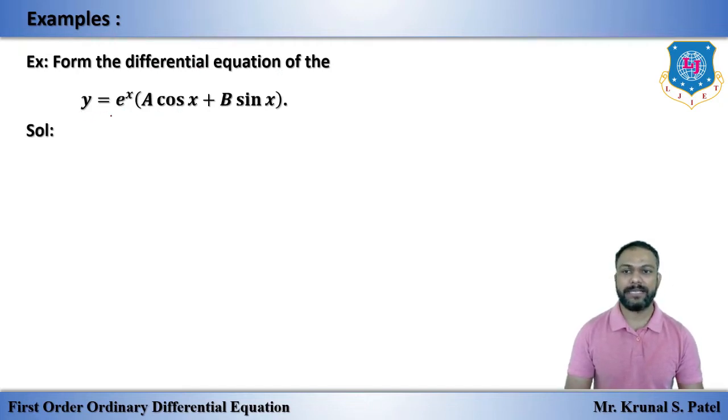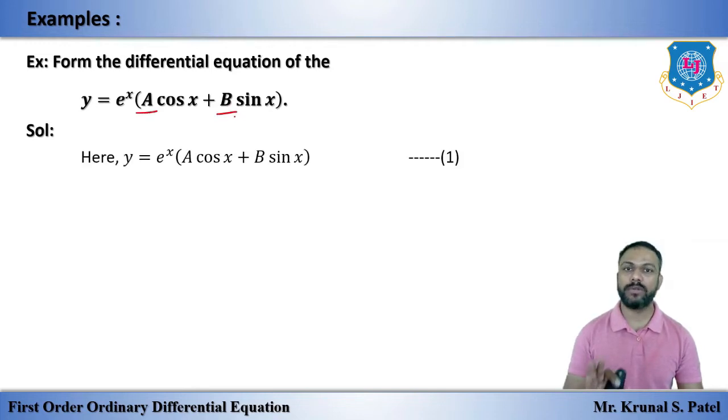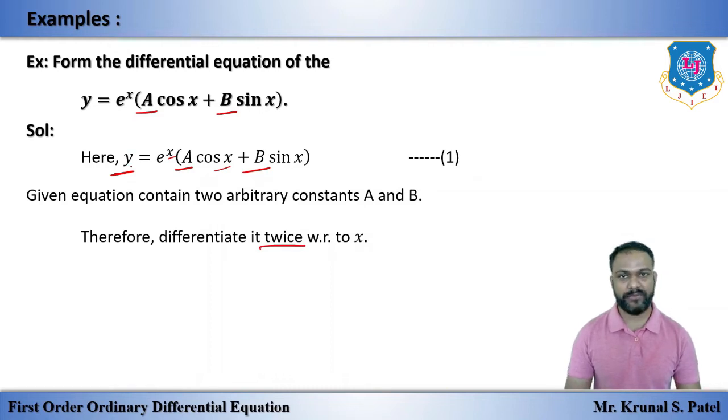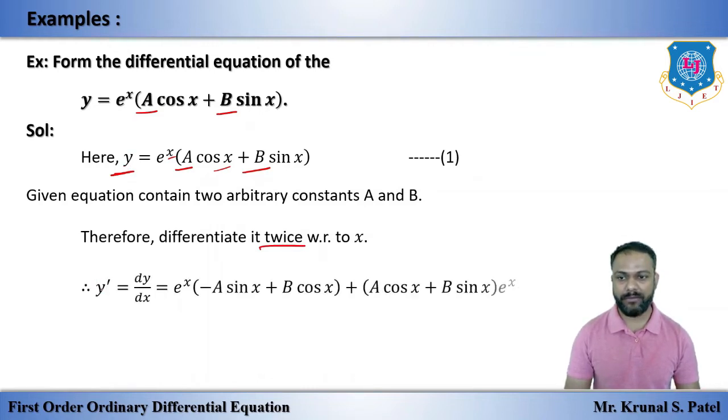Here you can see that this equation contains two arbitrary constants a and b, so you have to eliminate these two arbitrary constants a and b by differentiating this equation y with respect to x only two times, not more than two, not less than two. So we will differentiate y with respect to x twice. First we differentiate this y, so we have y dash, or we can say dy by dx.